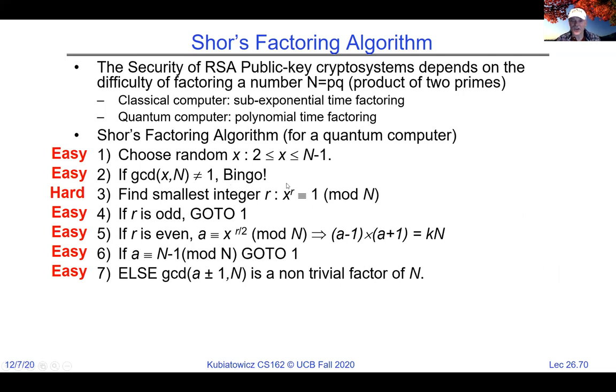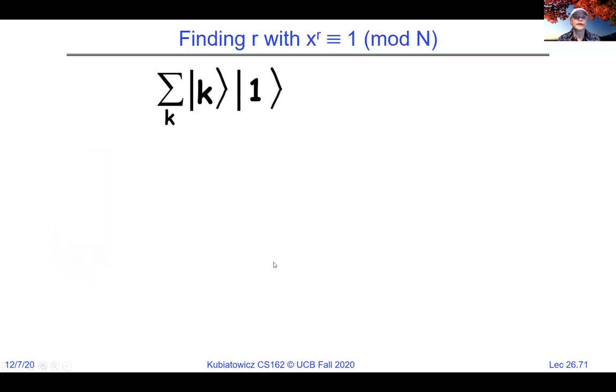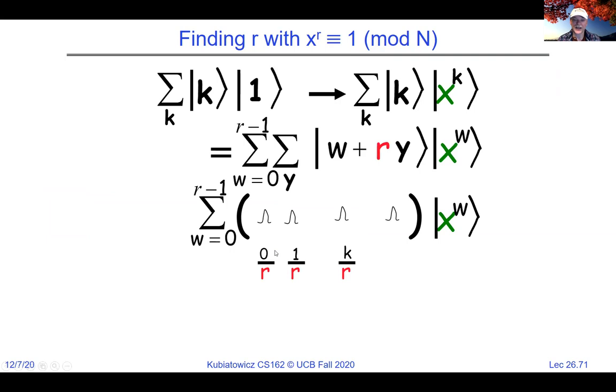So if we could somehow figure out what R makes this equation satisfied, and we could do that quickly, then we win. And that's something that you can't do easily classically, but with a quantum computer, what we can do, and unfortunately I don't have time to do this because we're running out of time, is set up a situation where my input to my algorithm is all the possible k's.